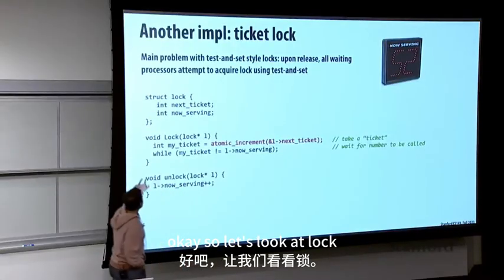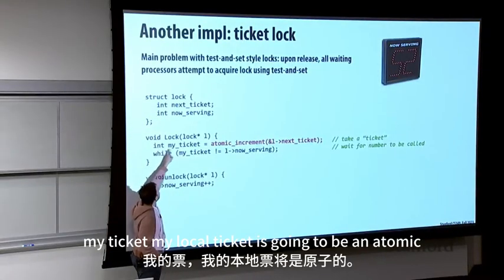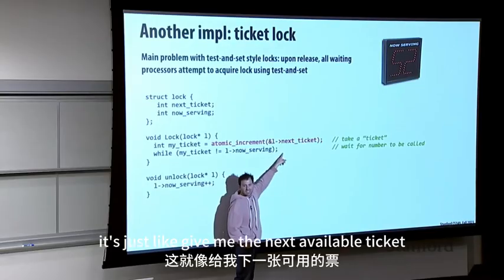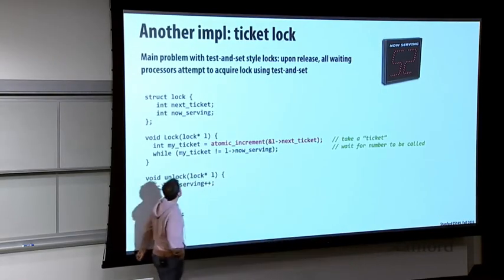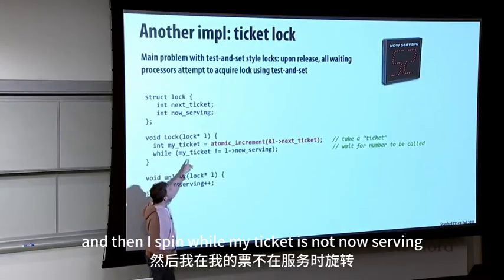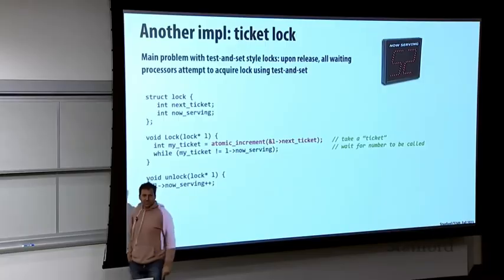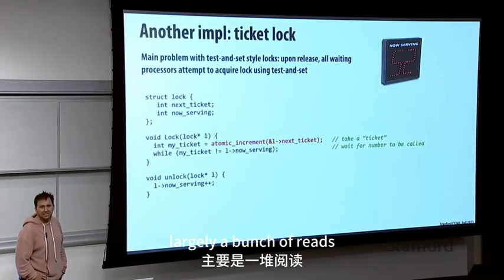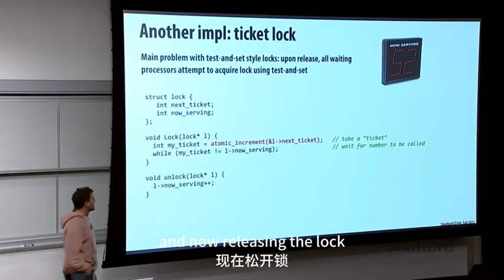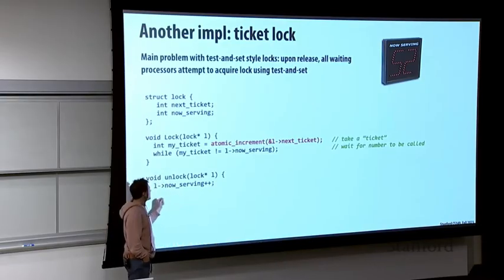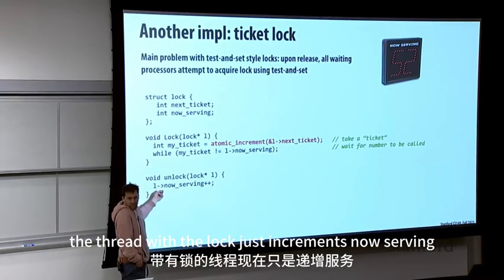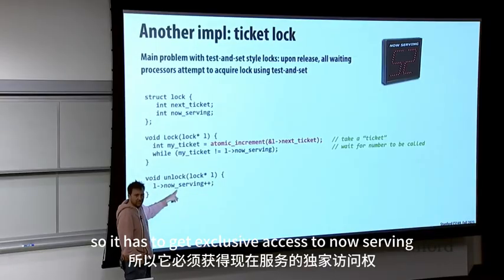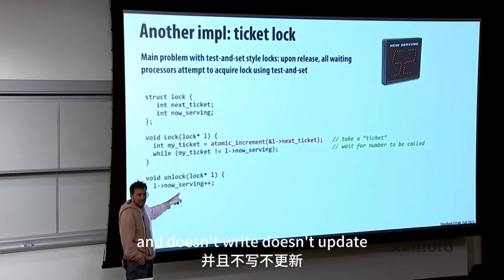Okay, so let's look at lock. My local ticket is going to be an atomic increment of next ticket. It's just like, give me the next available ticket. And then I spin while my ticket is not now serving. And that is largely a bunch of reads. Now releasing the lock: the thread with the lock just increments now serving, so it has to get exclusive access to now serving.